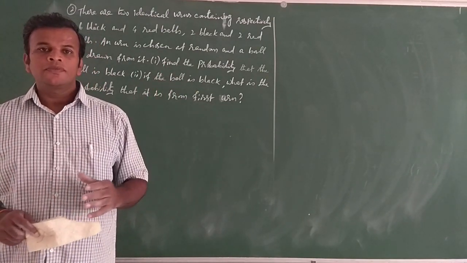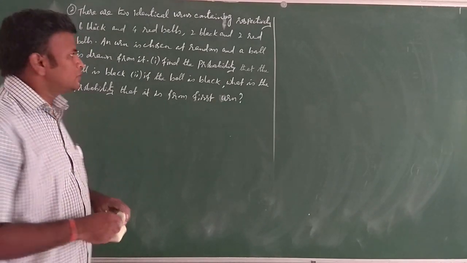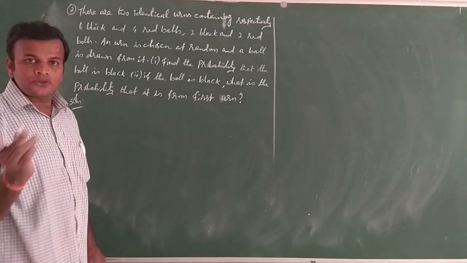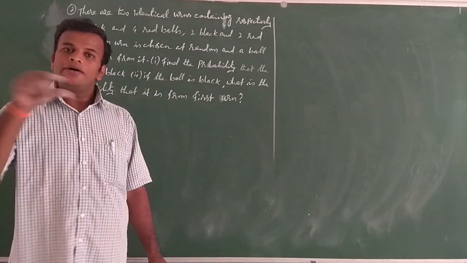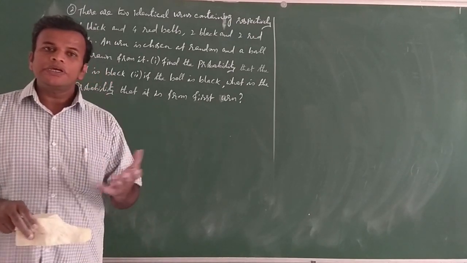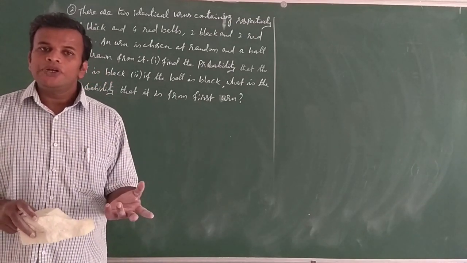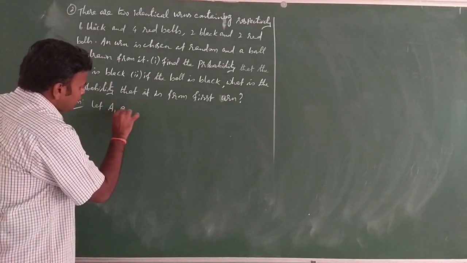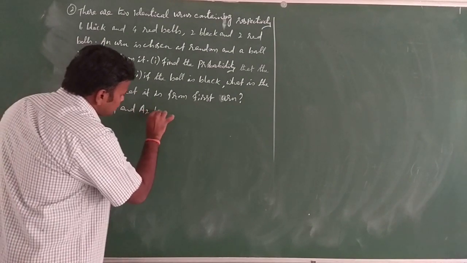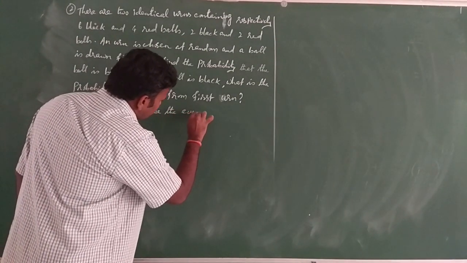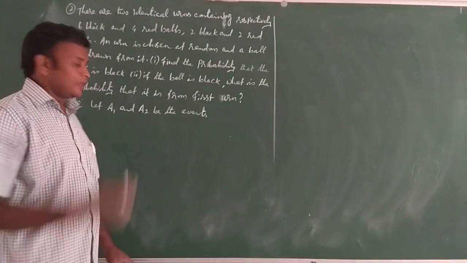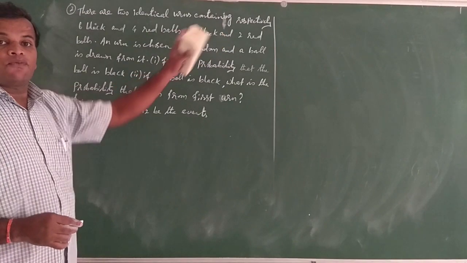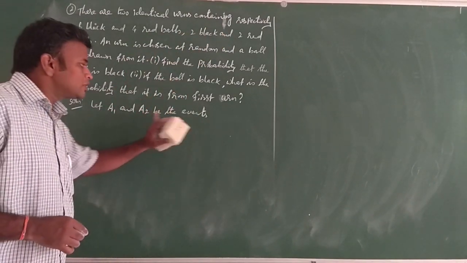What is the first step? You write the names of the events. How many urns are there? There are 2. So if you are taking a ball from the first urn or the second urn, the first urn event is A1, the second urn is A2. So let A1 and A2 be the events. They are the selection of the ball coming from A1 or A2, either event.